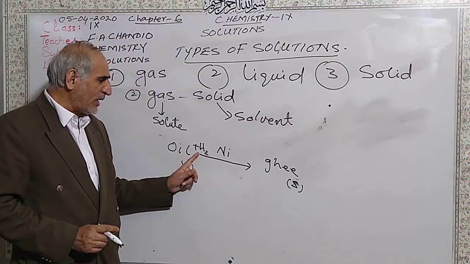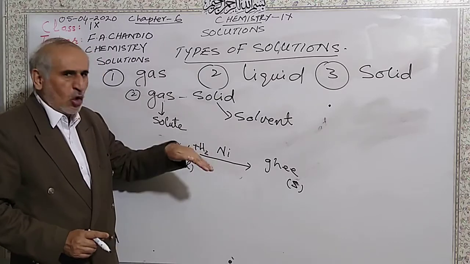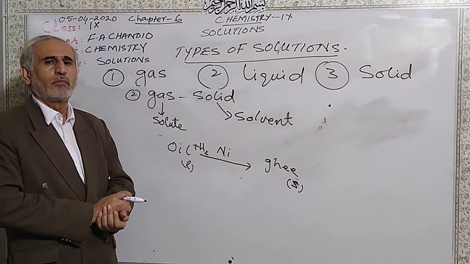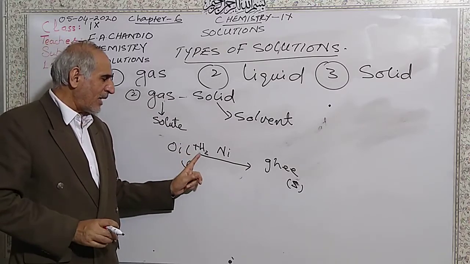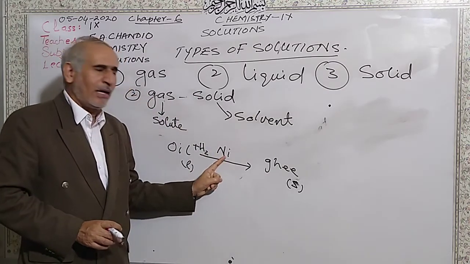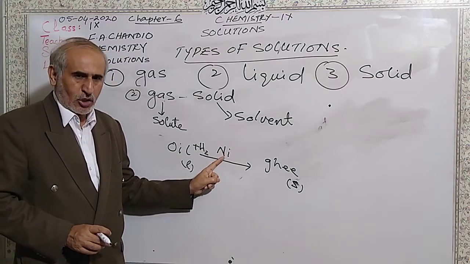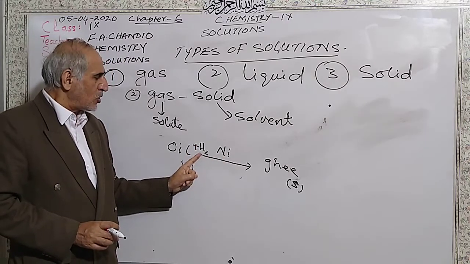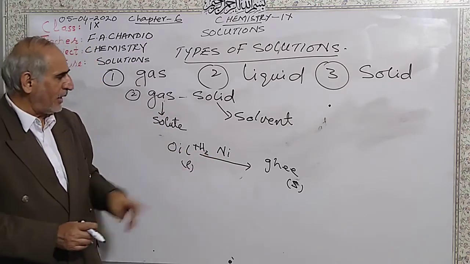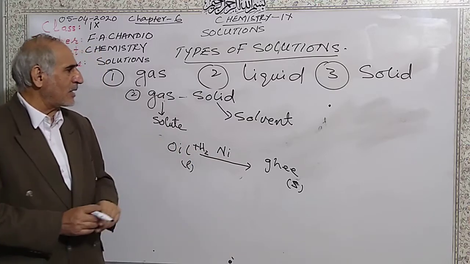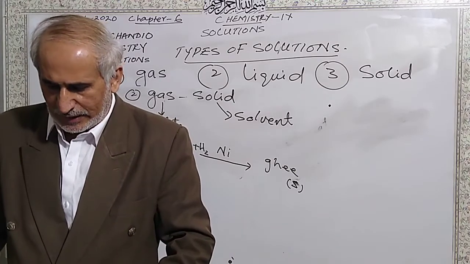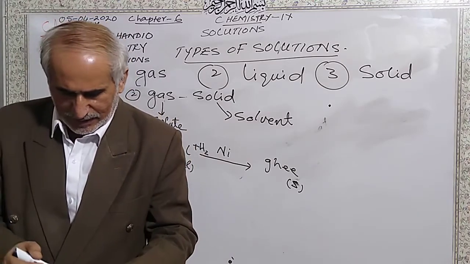So this hydrogen gas adsorbs on the surface of the solid. I am again telling you, I am talking about the gas in solid. Nickel is a metal which is in solid state, hydrogen is a gas. So this hydrogen gas adsorbs on the surface of the nickel metal which is solid. The solution is called a gas in solid. So this is the example of the gas in solid.